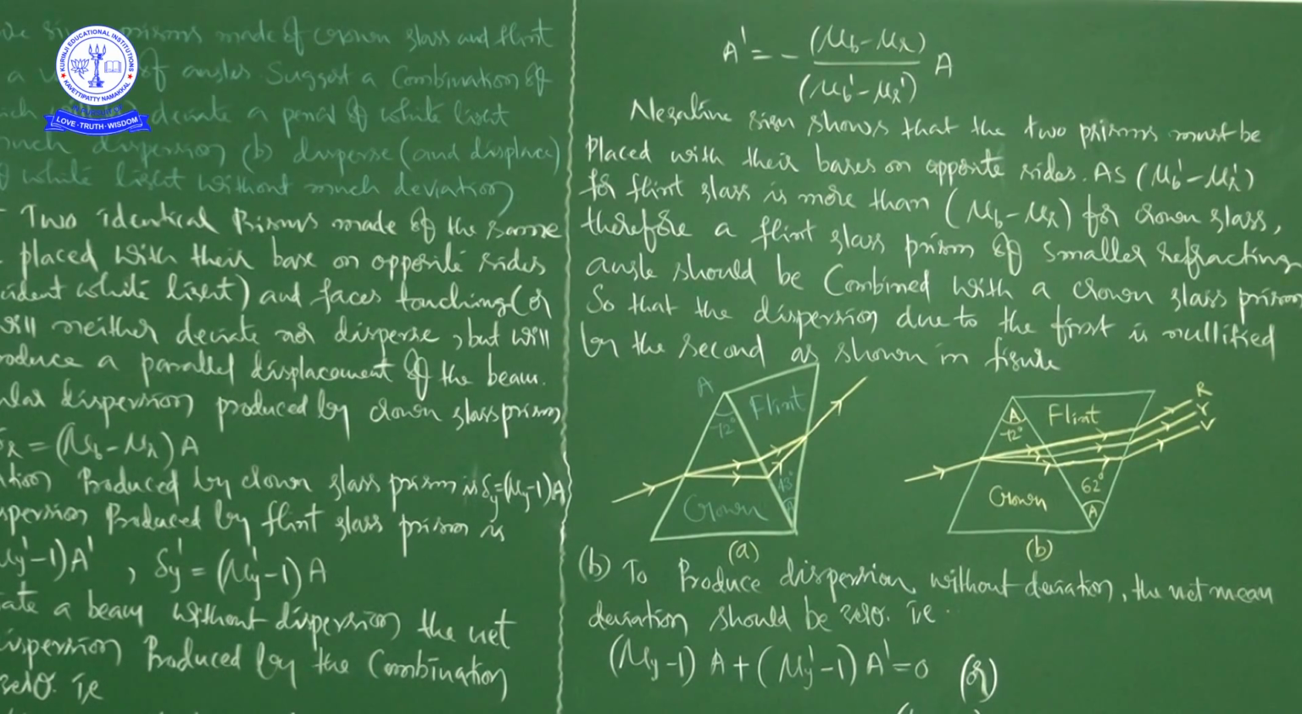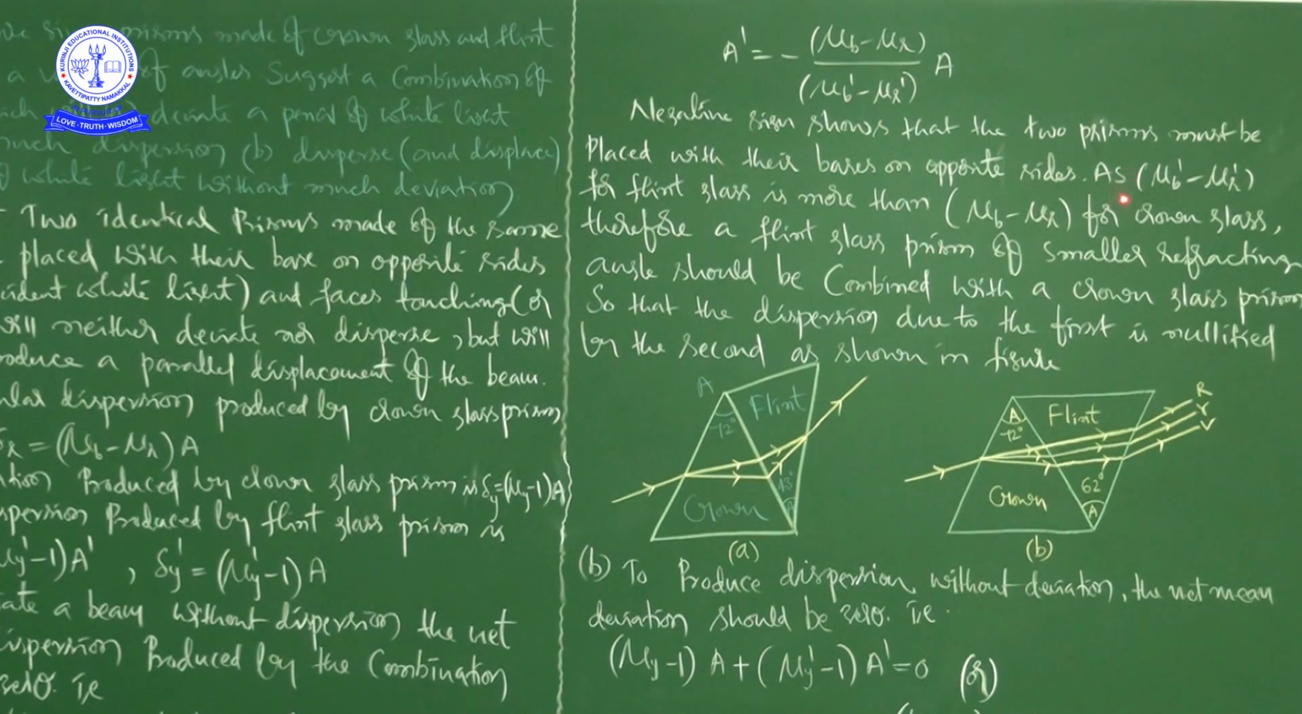Negative sign shows that the two prisms must be placed with their bases on opposite sides. See here, the negative sign shows that the two prisms must be placed with their bases on opposite sides.